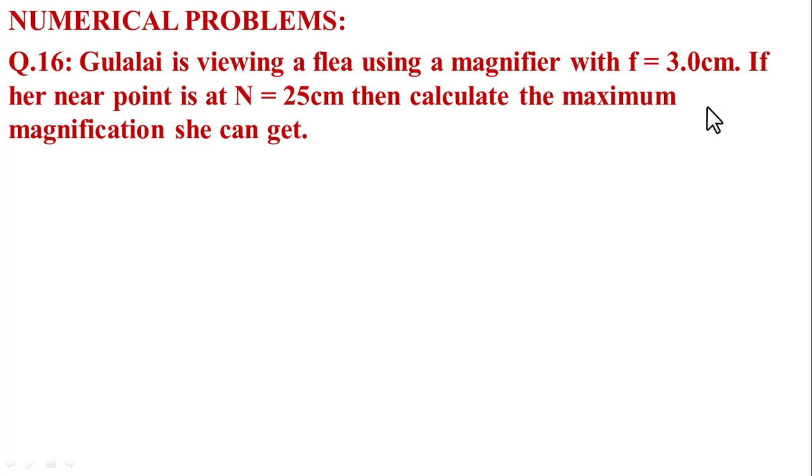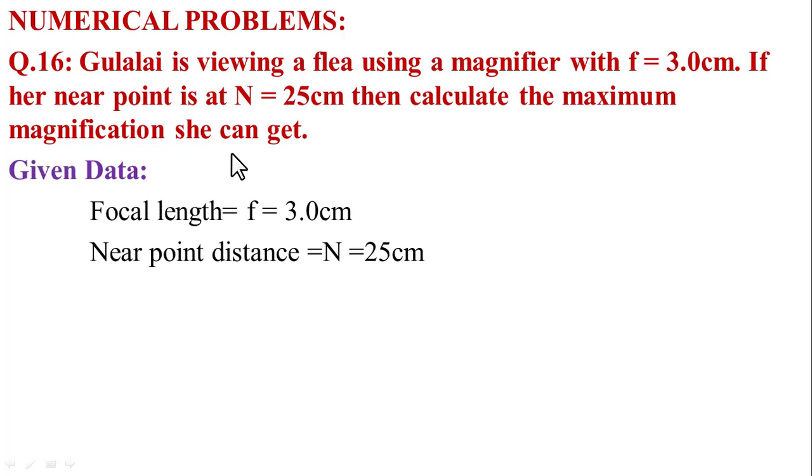Now in the next question, question number 16, the given statement is: Galileo is using a magnifier with a focal length of 3 centimeters. If her near point is at 25 centimeters, calculate the maximum magnification she can get. First of all, write the given data. Focal length f is equal to 3 centimeters. Near point distance n is equal to 25 centimeters.